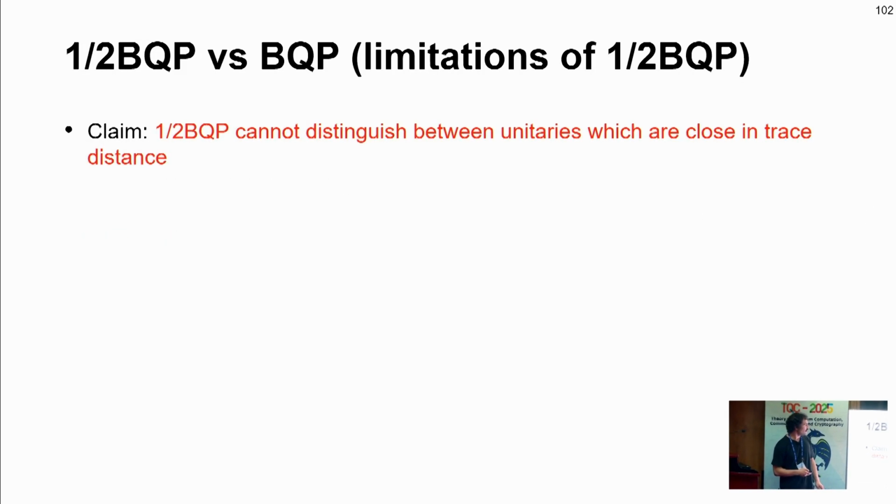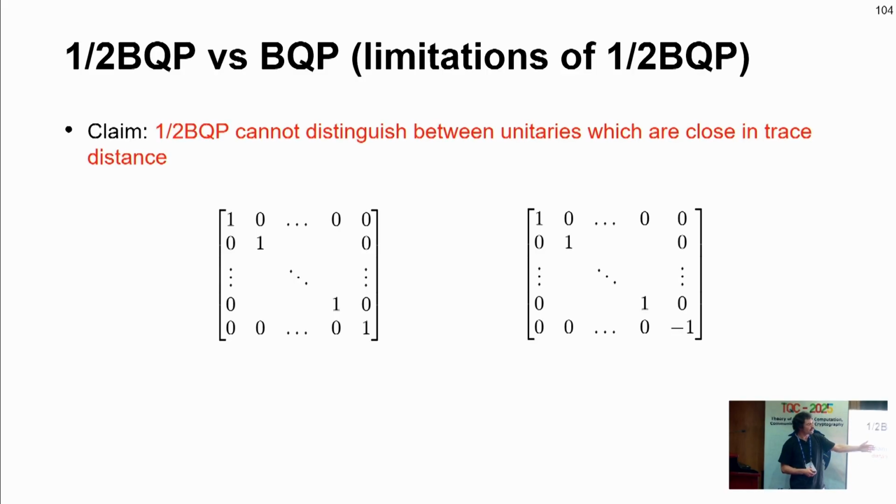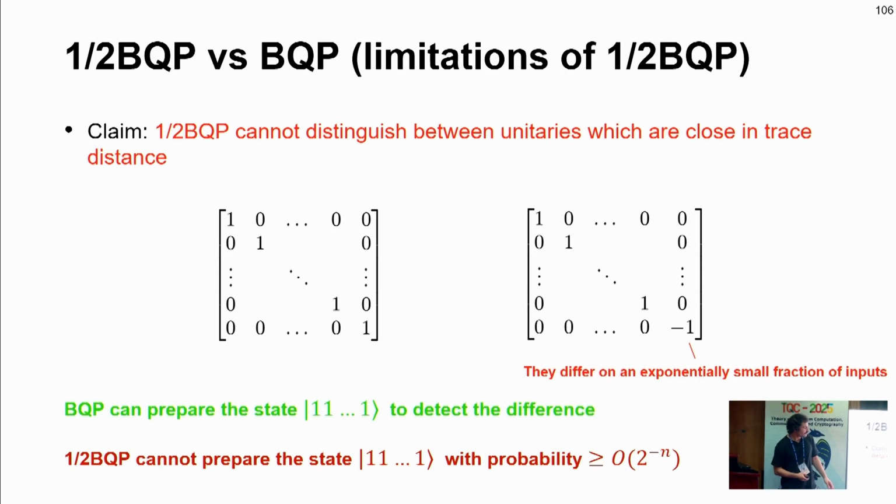And first, let's prove a bit of a claim, which is that half BQP cannot distinguish unitaries which are close in trace distance. So consider some unitary, in this case it's the identity, and consider some other unitary which is the same, but you change one entry on the diagonal. So these two unitaries I claim are very close in trace distance. In a BQP algorithm, you can just prepare the state on which they differ and check if I'm in case left or case right. But in half BQP, since we don't have control over the initial state, we can't really do this. This is some intuition for what's going on.